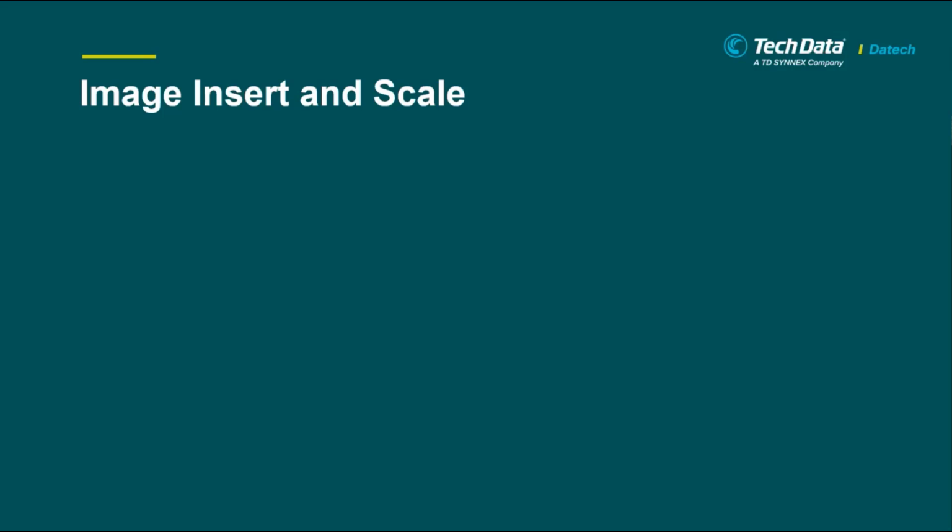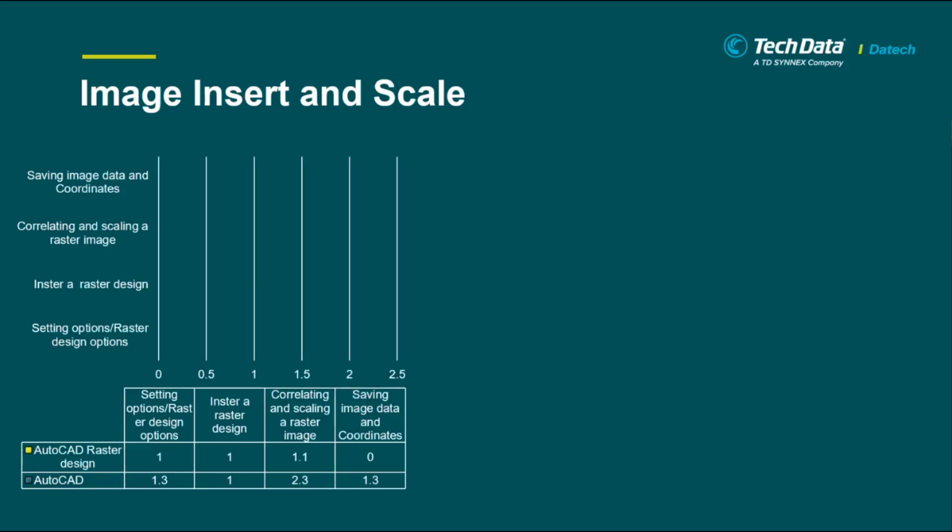We might get some queries, right? How effective is our process of converting your images and scaling? So this is a better example to understand saving image data and coordinating that image data, correlating and scaling the raster images, inserting raster images, and the settings that are required for the raster design options. So this is a comparison between the AutoCAD Raster Design Toolset and a normal AutoCAD, or any comparison of AutoCAD.